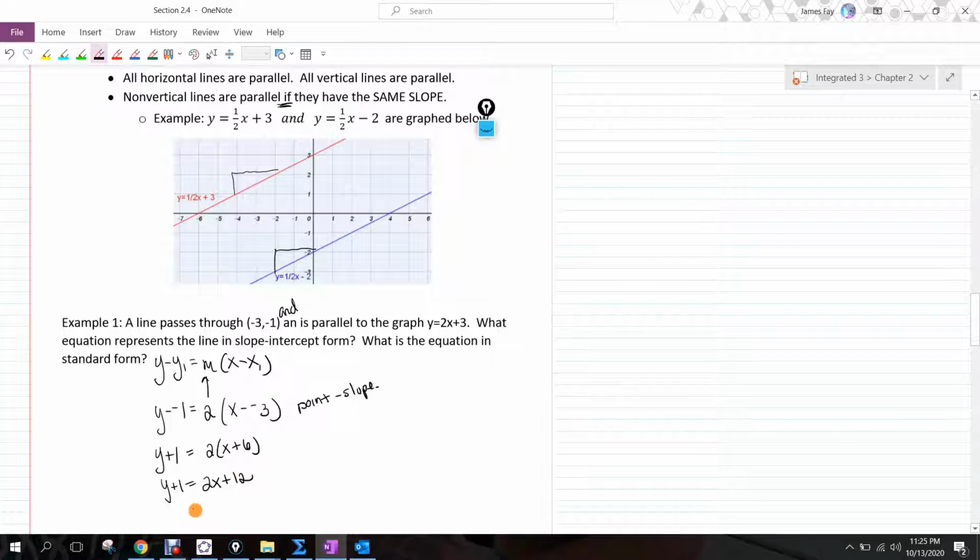Distribute my 2. And now, oh, this wasn't a 6, this was a 3, sorry.